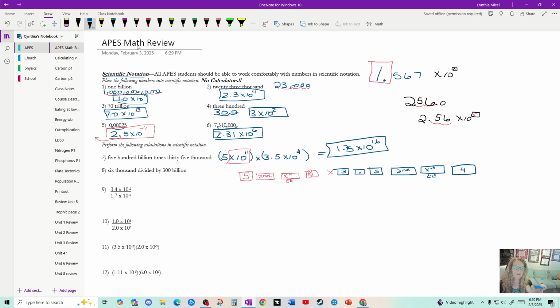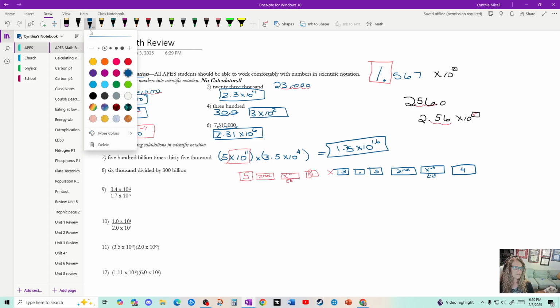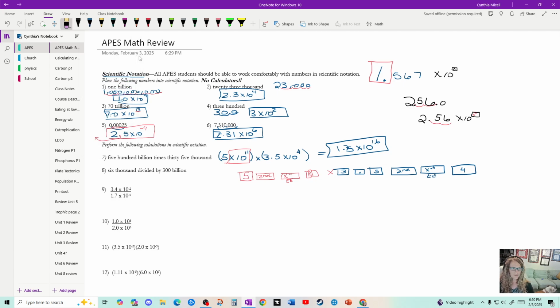Okay, so now try number 8. I'm not going to put all those buttons down. So 6,000 divided by 300 billion. I'm going to make my pen a little skinnier so we can fit all this on here. I don't have enough space. So sorry. Okay. 6,000 is 6 times 10 to the 3 divided by 300 billion. So 3 times, now remember how many zeros billion is? 9, but then we have 2 extra zeros here, so it's going to be 11, 10 to the 11.